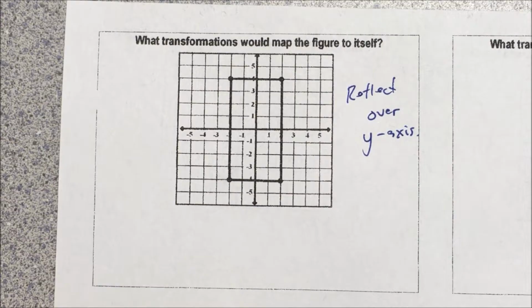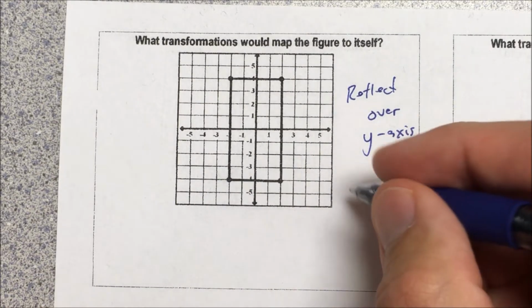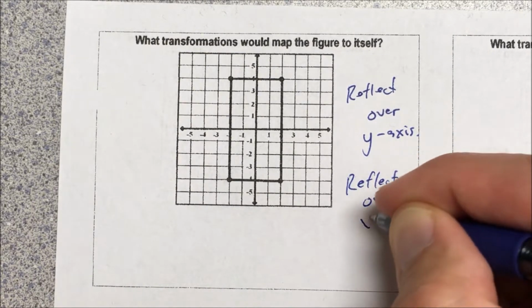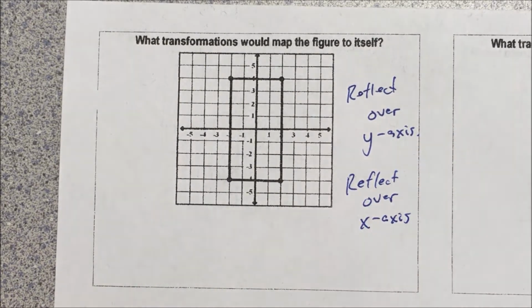Another way that I could map it to itself would be to reflect across the x-axis. Reflect over x-axis. That's another way. And I think that's it for that one.